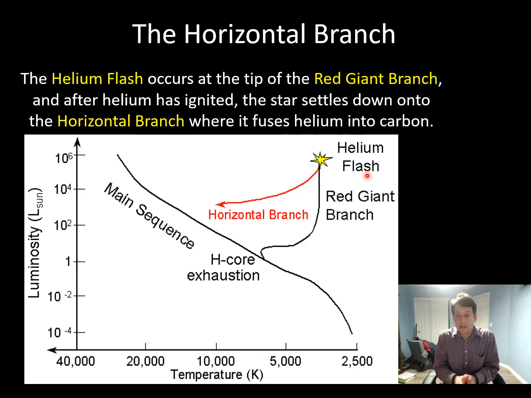And that helium flash is the tipping point, if you will, where the star moves off the red giant branch and begins on a new branch known as the horizontal branch. And in this branch, again, the core is now fusing. Helium is fusing with helium to form carbon in a new process known as the triple alpha process.